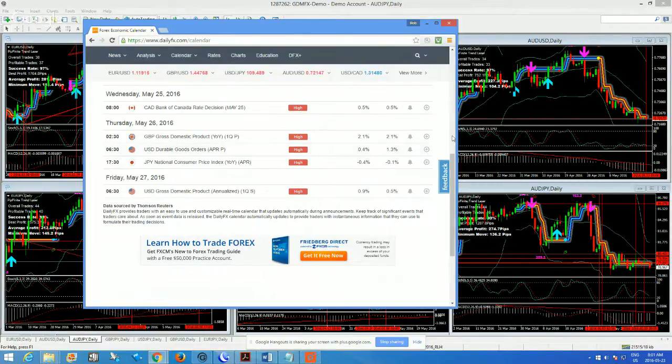www.dailyfx.com/calendar. And that's where we get these. Now what do we do about them? Well, these are fundamental reports, and typically we look at these and say, well, how is that going to impact the markets, the trading?